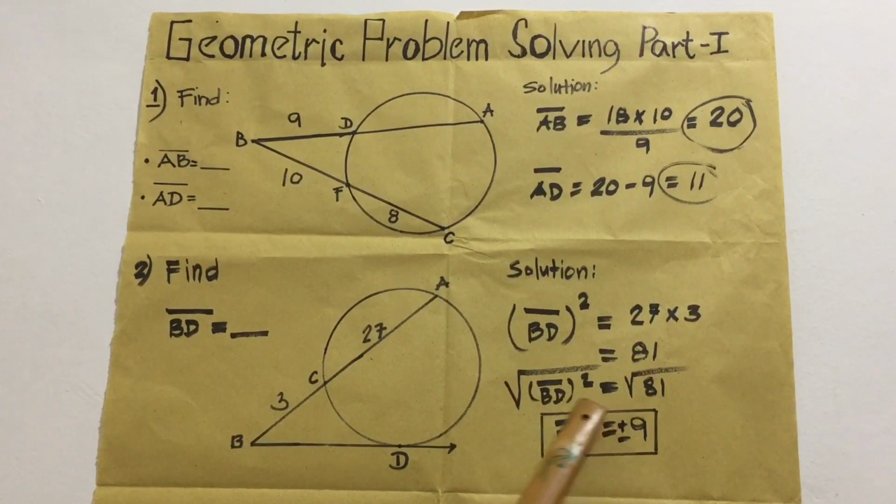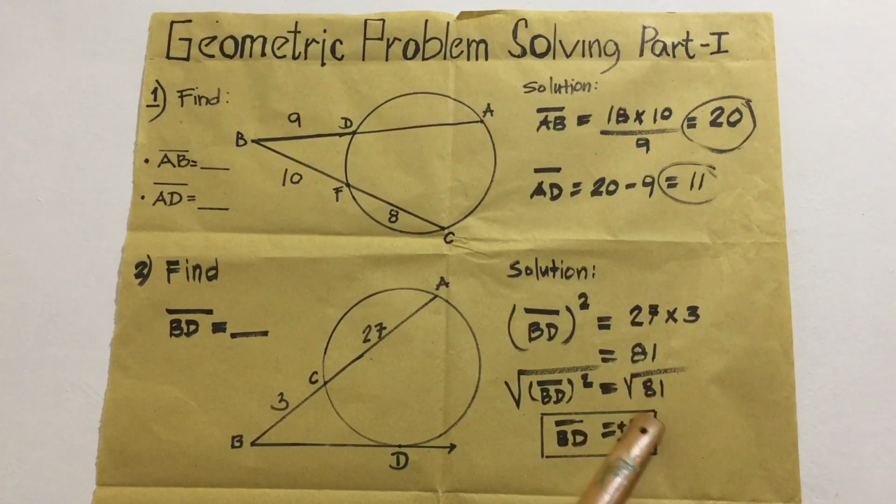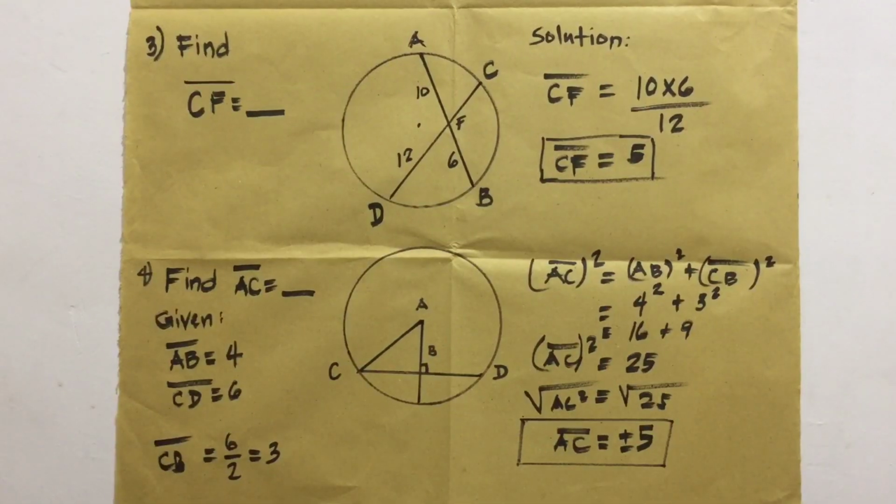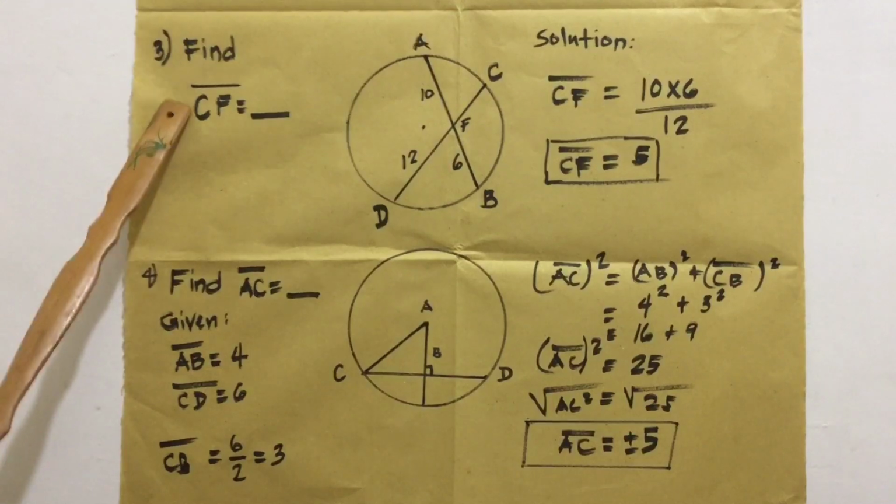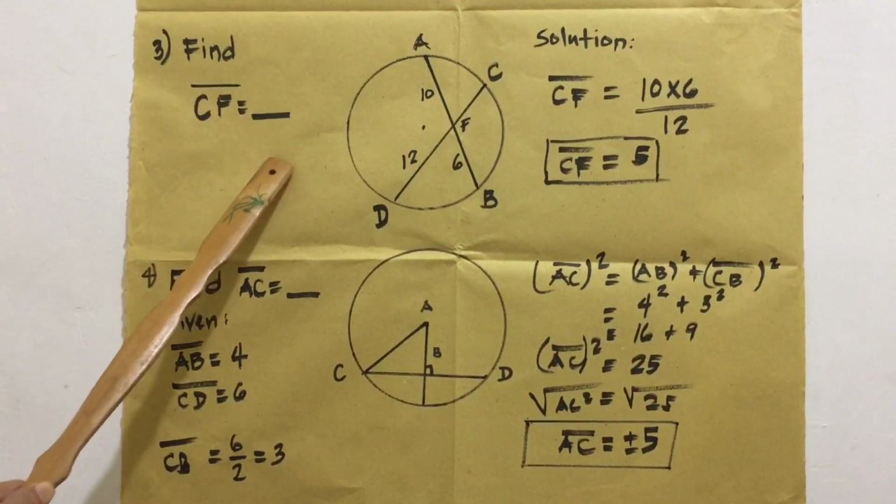Then our next step is to find the square root of both sides. The square root of segment BD, we cancel this, and the remaining is segment BD, and the square root of 81 is positive and negative 9. This would be our answer for segment BD. We're going to neglect the negative and concentrate on the positive result of the square root. So positive 9.